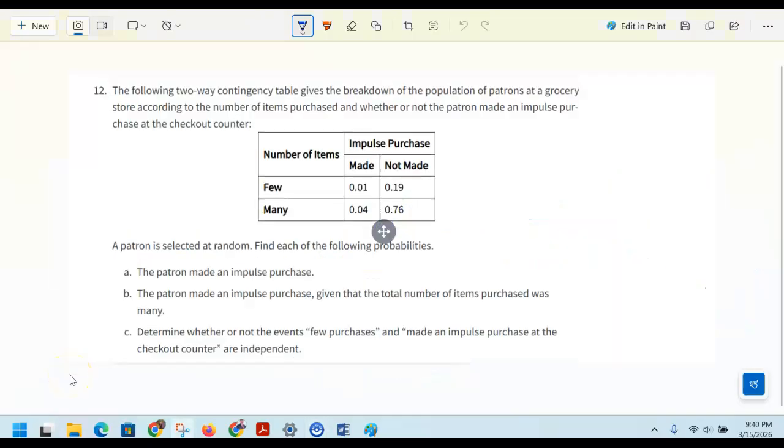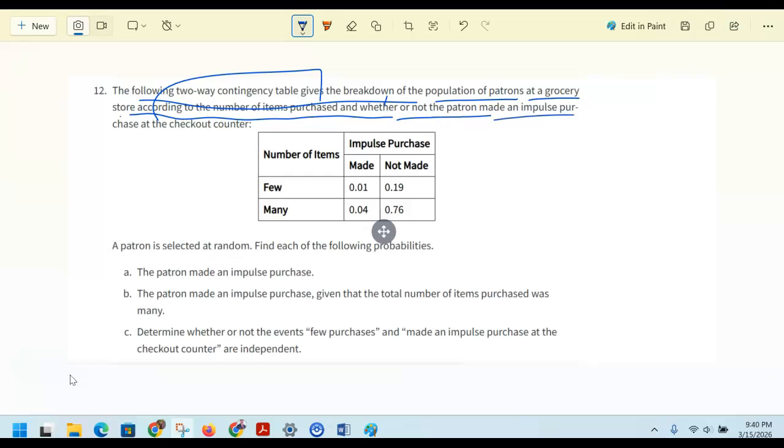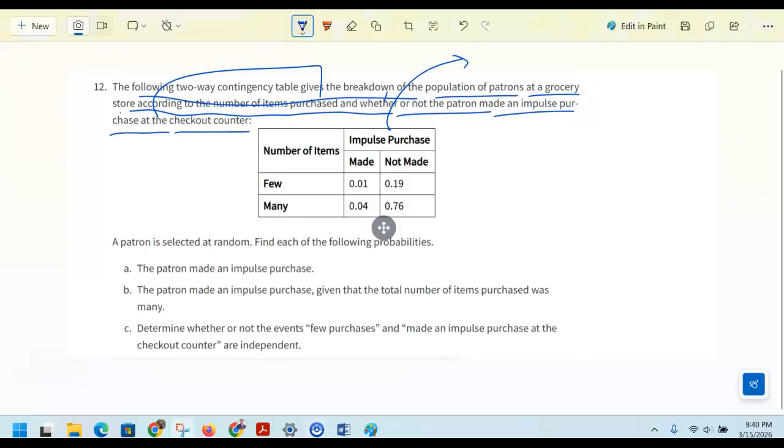Yet another given: a two-way contingency table. The breakdown is already given. The population of patrons at a grocery store is split according to the number of items purchased and whether or not the patron made an impulse purchase at the checkout. Impulse purchase basically means on the spot, spontaneous. The number of items is given as few items and many items. This one says with impulse, they spontaneously made a decision. And this one took time, not made on impulse.